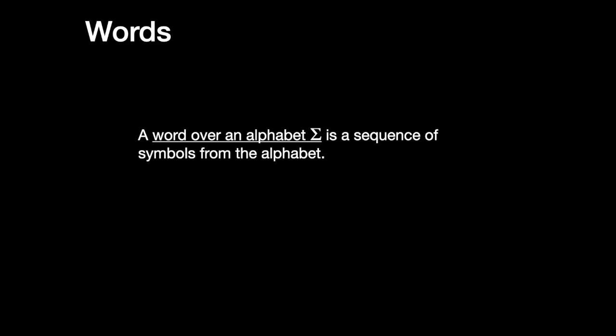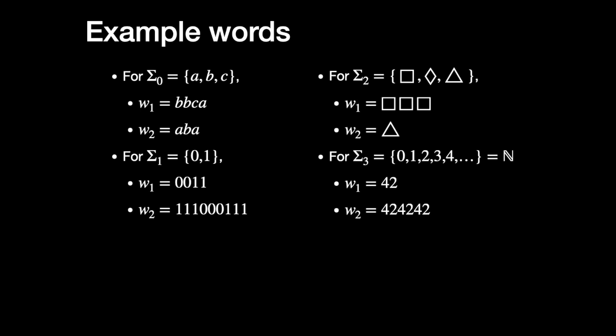Given an alphabet, we can write down words by slapping some alphabet symbols together in a sequence. For example, we can define words over each of our previous example alphabets. As you can see, we are just sticking symbols together to form a string of symbols, which we call words. For example, for the alphabet sigma 0, we define word 1 to be BBCA and word 2 to be ABA. But for sigma 3, W2 is 42, 42, 42. Okay, so we're just slapping symbols together to build what we call words.